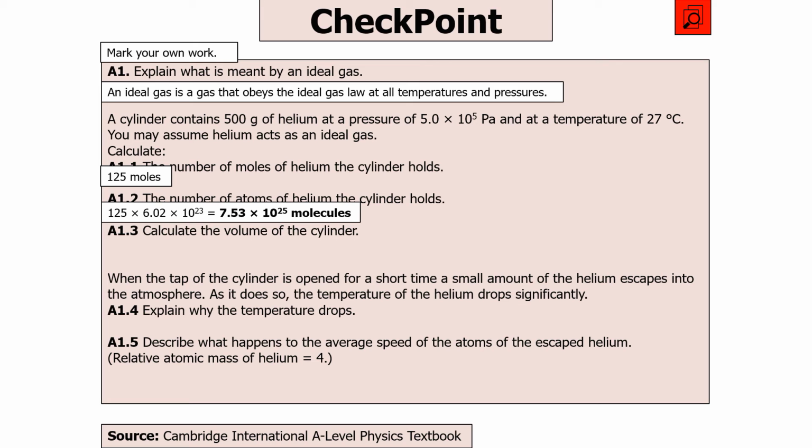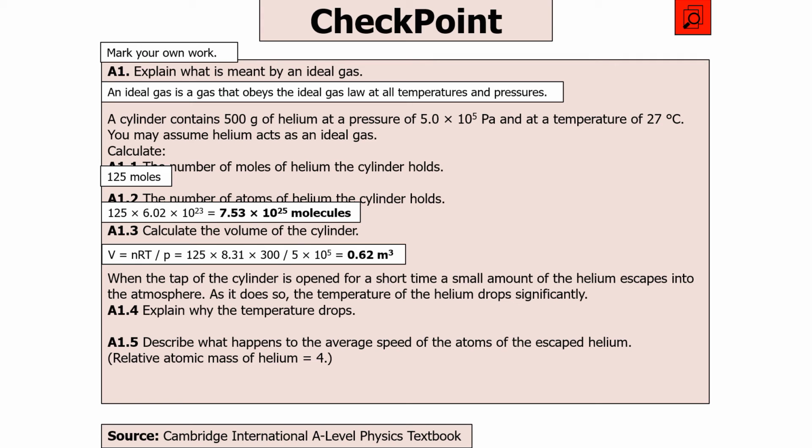Multiply that by Avogadro's constant, the number of molecules in 1 mole, to get the number of molecules, 7.53 times 10 to the 25 molecules. We can then work out the volume because V equals nRT over P. Pop in all the values, and we get 0.62 times 10 meters cubed. Remember, temperature is in Kelvin, not in degrees Celsius.